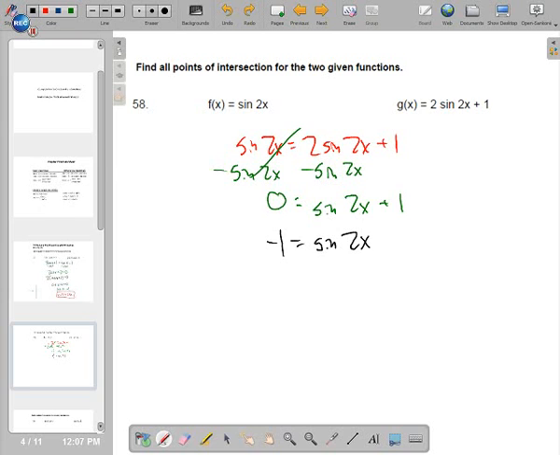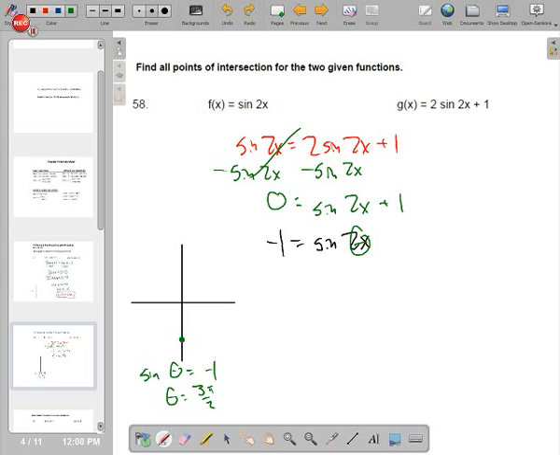Now, this is where the problem is a little different than other ones that we've done. What I'm going to do is just think about what this is saying. This is saying that the sine of something is negative 1. So if I ask you the question, when is the sine of theta negative 1? Well, sine is negative 1 right here. That's at 3 pi over 2. If you take the sine of 3 pi over 2, you get negative 1. So theta would be 3 pi over 2.